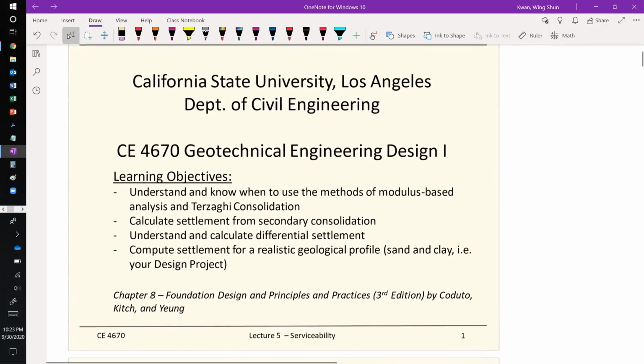Okay, so welcome back to C467. This is lecture number 5. We will focus on the foundation settlements.